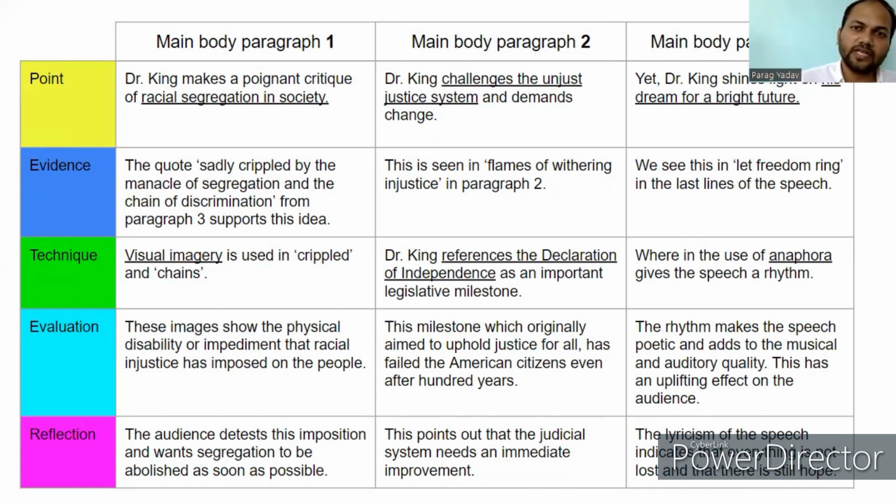Into paragraph 3. Yet Dr. King shines light on his dream for a bright future. We see this in "let freedom ring" in the last lines of the speech, wherein the use of anaphora gives the speech a rhythm. The rhythm makes the speech poetic and adds to the musical and auditory quality. This has an uplifting effect on the audience. The lyricism of the speech indicates that everything is not lost and that there is hope.